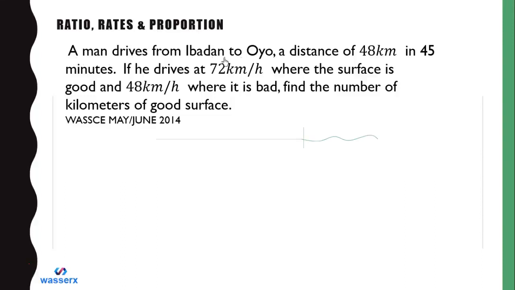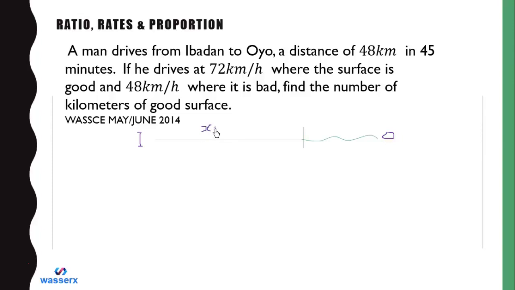A man drives from Ibadan to Oyo, a distance of 48 kilometers in 45 minutes. If he drives at 72 kilometers per hour where the surface is good and 48 kilometers per hour where it is bad, find the number of kilometers of good surface. So the person drove from Ibadan to Oyo.